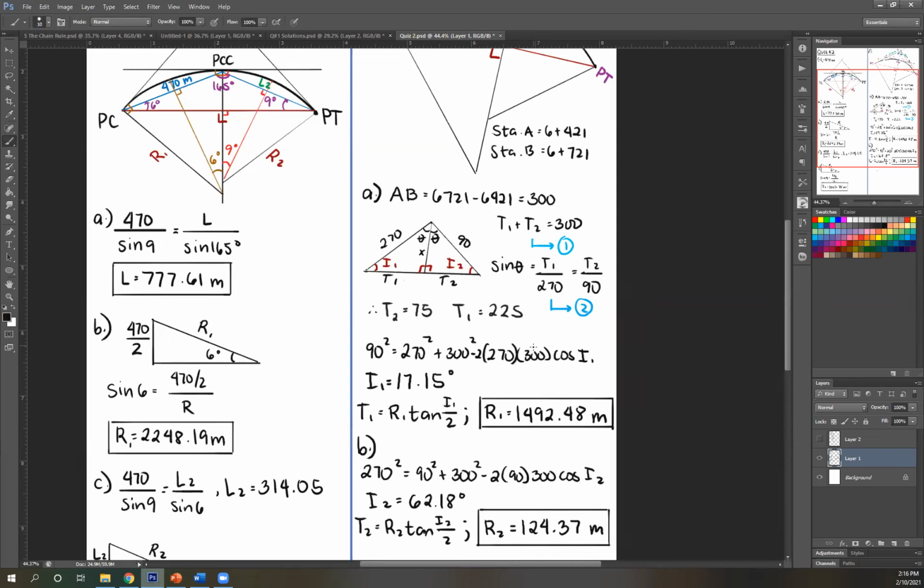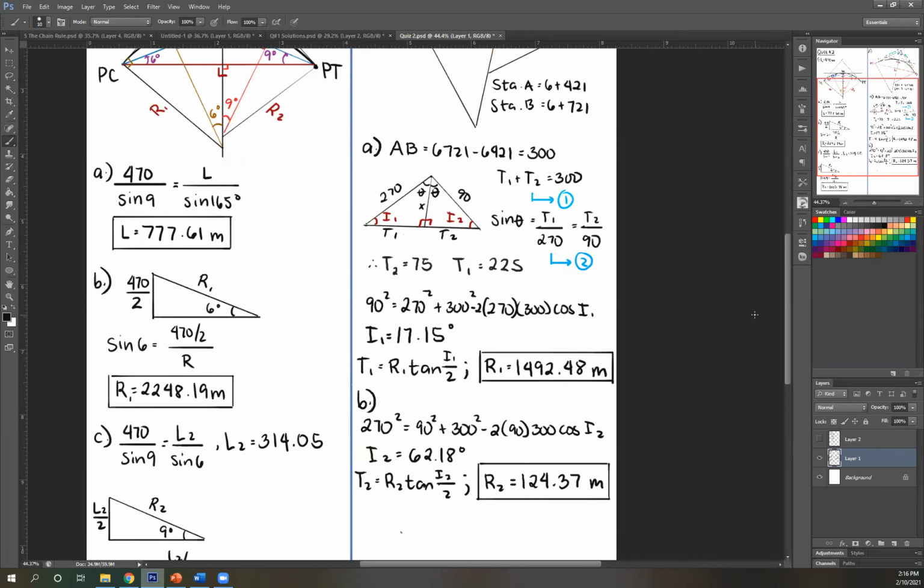And 2 times 270 times 300 times cosine I1. Okay, so using this equation, solving for I1, you get 17.15 degrees. I know T1, I know I1, I can now solve for R1. Okay, so using the equation T1 equals R1 tangent I1 over 2, subbing in your values, you get R1 equals 1492.48 meters. So that's number 1.